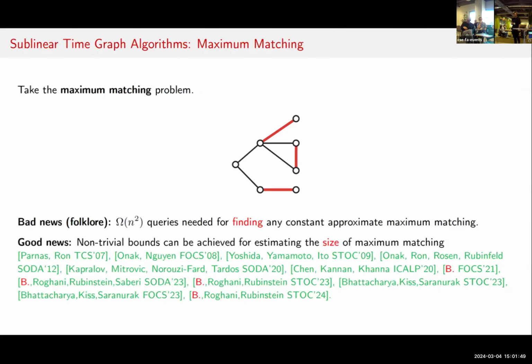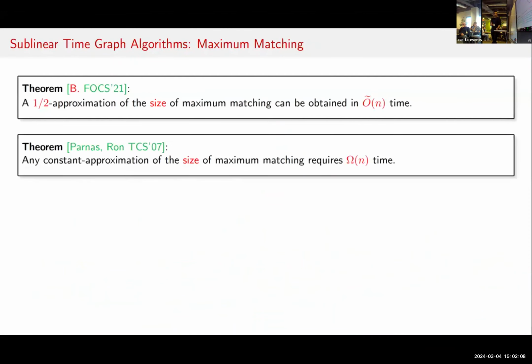In other words, there's good news: if we only want to estimate the size of the matching, then we can now do non-trivial things. And this is an extremely active area of work. If you want to estimate the size, you can actually achieve sub-quadratic time algorithms. So let me start by giving you a sample of results that can be achieved.